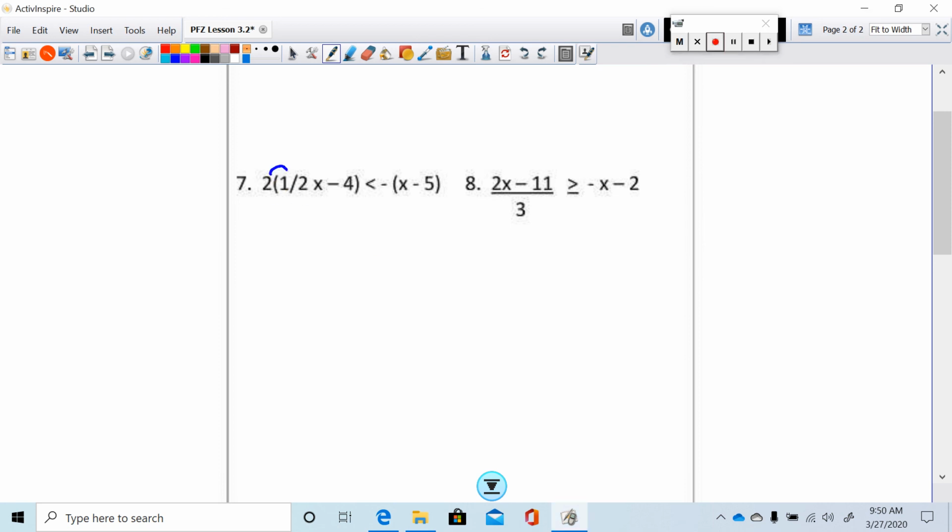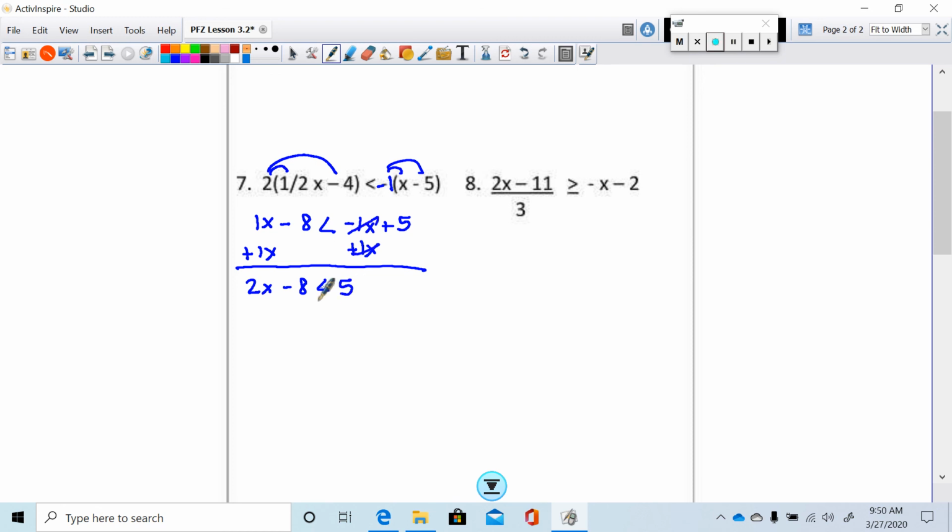Okay, half of 2 is 1. 2 times negative 4 is negative 8 is less than. This is like a negative 1 here. So negative 1 times x is negative 1x. Negative 1 times negative 5 is a positive 5. I'm going to add 1x to both sides. So I'm going to get 2x minus 8 is less than 5.